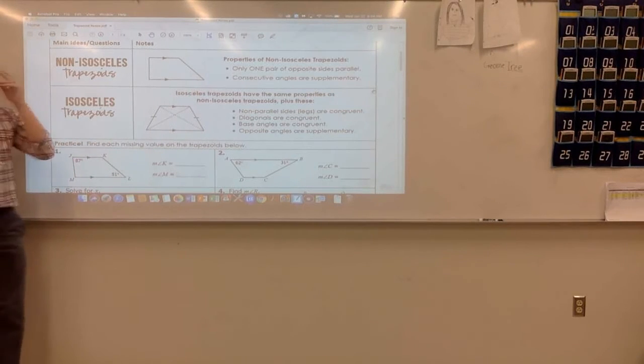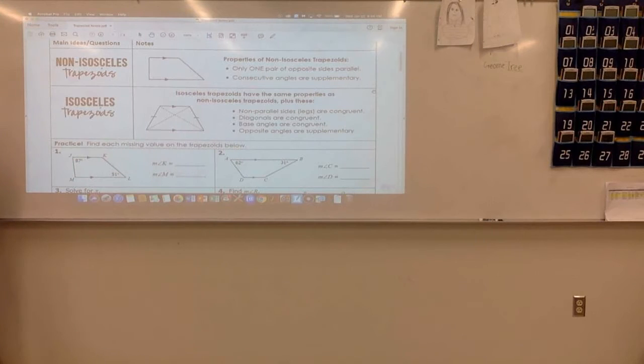Okay? Why would the two top ones add to 180, and the bottom ones? How do you know which ones are right next to each other? Because if you turn it, it's the same thing, right?